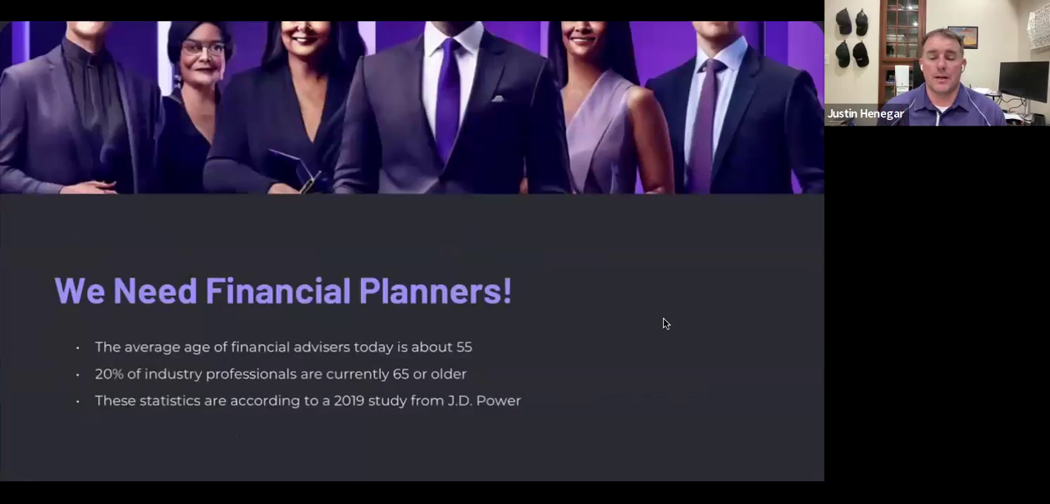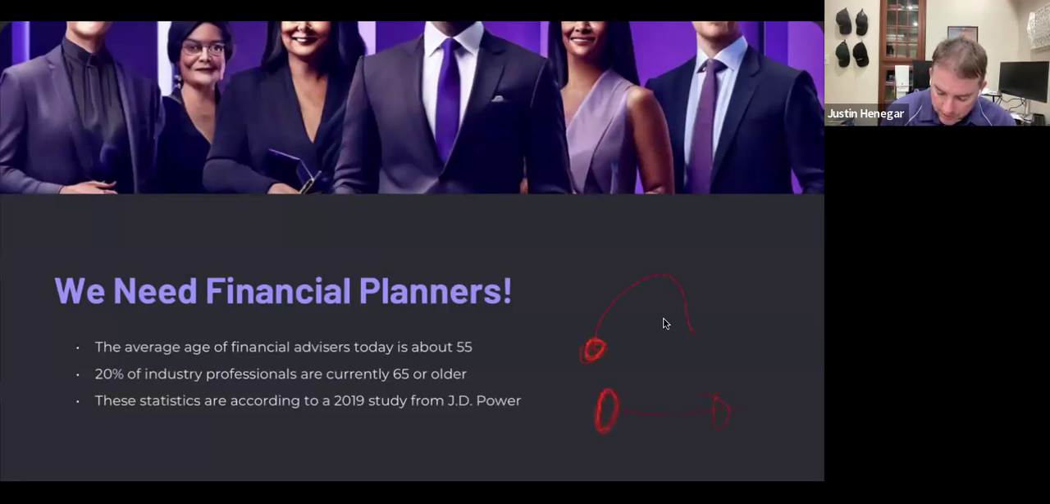This slide is really just our ending slide. It provides a call to action that says we need financial planners. Unfortunately, there's a little bell curve here. Actually, it's more like this.